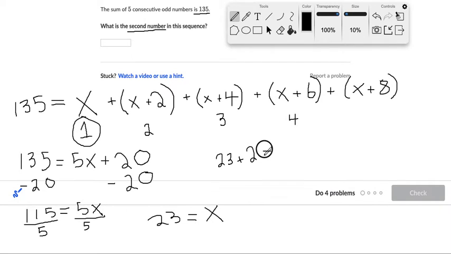That is going to get us 25, which is going to be our answer. That's the second number in the sequence.